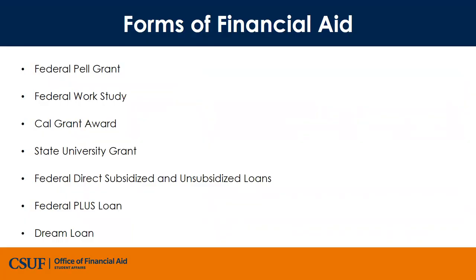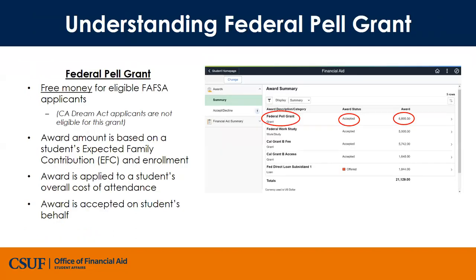Here is a brief overview of some of the various financial aid awards you may see listed on your financial aid award letter. We will go over them in greater depth in the next few slides. We will begin with the federal Pell Grant. The Pell Grant is free money for eligible FAFSA applicants. The Pell Grant's award amount is based on a student's expected family contribution, the EFC, and enrollment. Additionally, the award is applied to a student's overall cost of attendance and is accepted on a student's behalf. Please note that California DREAM Act applicants are not eligible for this grant.